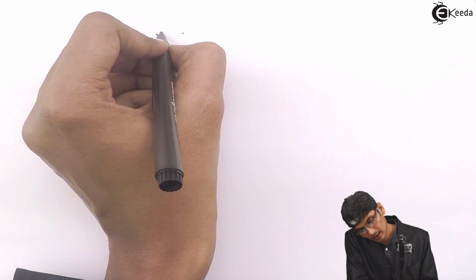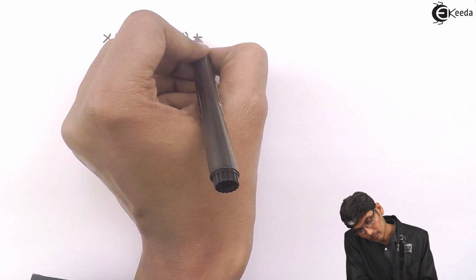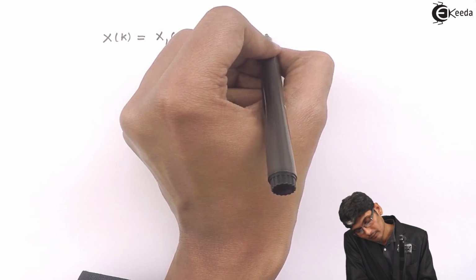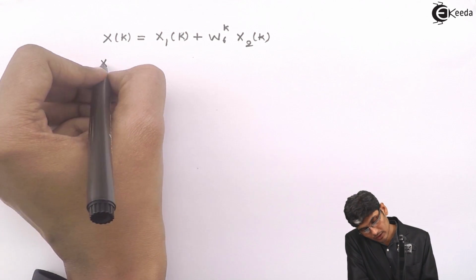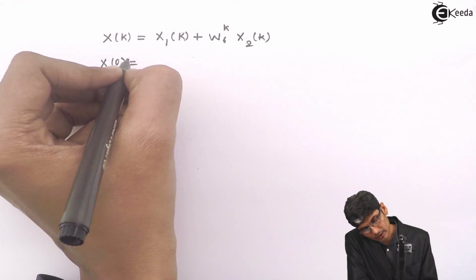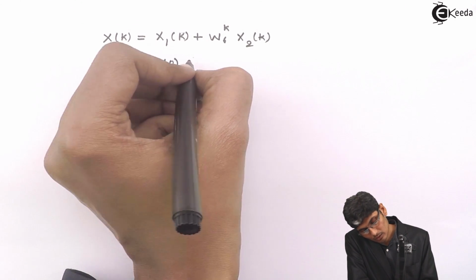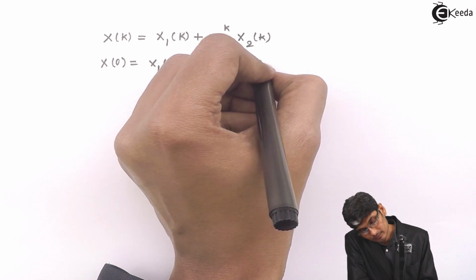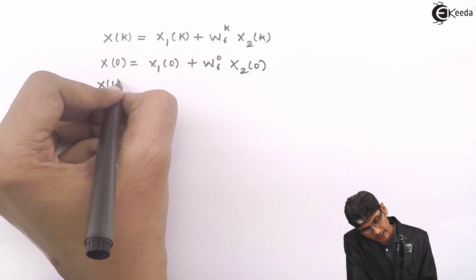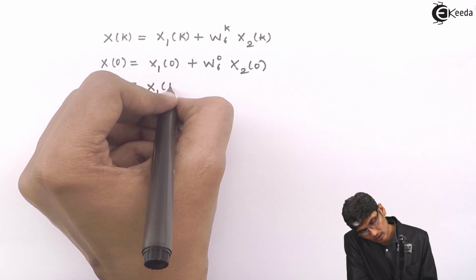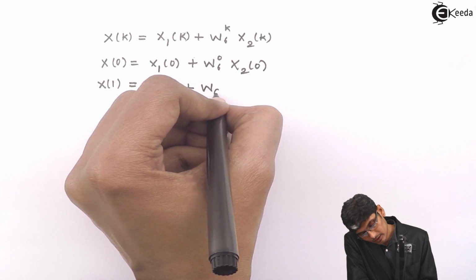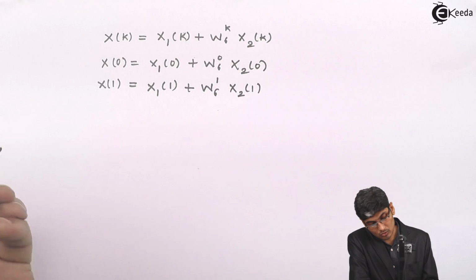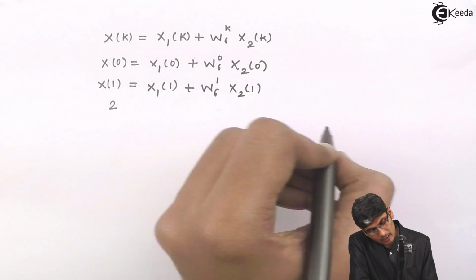If I write x of k, I will write x1 of k plus w6 raised to k x2 of k. So if I put k equal to 0, I am going to get x1 of 0 plus w6 raised to 0 x2 of 0. Similarly, it will be x1 of 1 plus w6 raised to 1 x2 of 1. So on, if you write 2, then it will be with 2.